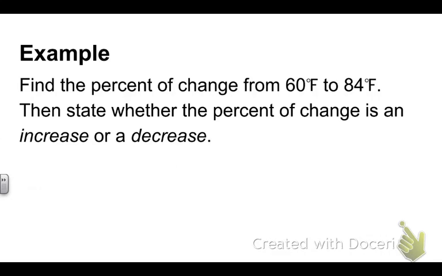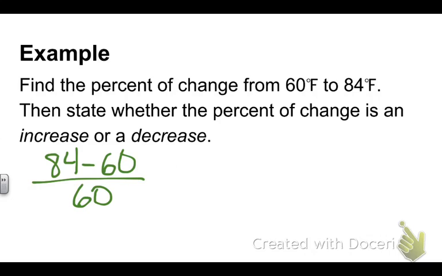So for this example, find the percent of change from 60 degrees Fahrenheit to 84 degrees Fahrenheit. Then state whether the percent of change is an increase or a decrease. So if you go back to the formula that you just wrote, look in your notes right above you, right? It's the change over the original. So to find the change, it's the final amount. Well, the final amount for the temperature, it went from 60 to 84, so that final amount is 84 degrees, and the original was 60. And that's getting divided by the 60.